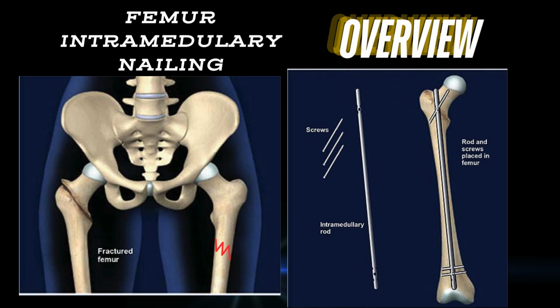Femoral shaft fractures may be closed, where the overlying tissues are intact, or open, where the bone is exposed, placing the person at great risk of wound infection and contamination.